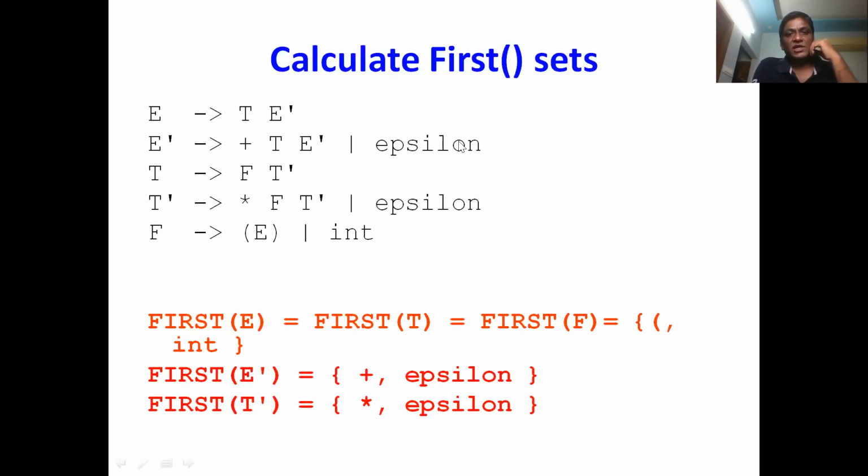Take out those first terminals, only the first terminals. If you have any terminal in between, you will not consider it. You will consider only the first term. So first of E dash is equal to plus and epsilon. Similarly, first of T dash is equal to star and epsilon. Okay. So this is how we calculate first sets. There will be a confusion when you have something like this. If RHS contains all the variables, then you need to be careful. If the first variable's first set contains epsilon, then you perform union operation with the first set of the second variable also. Please remember that point.